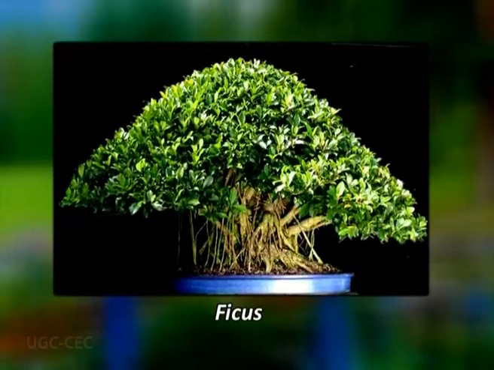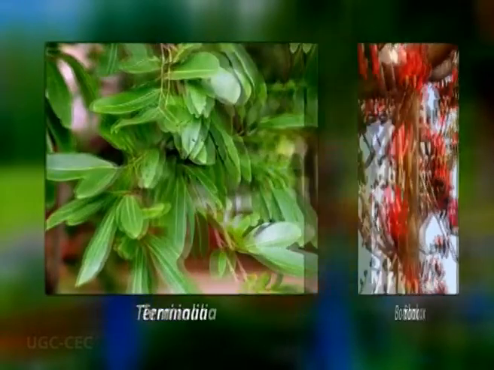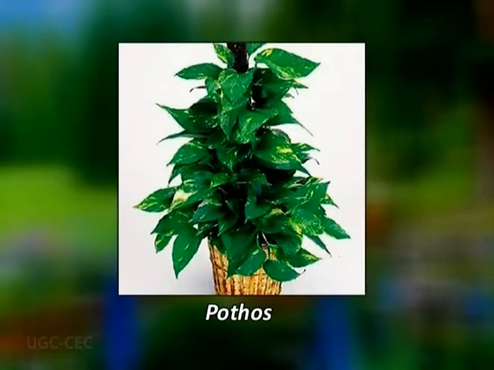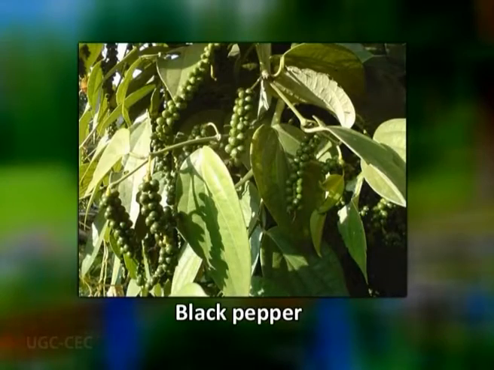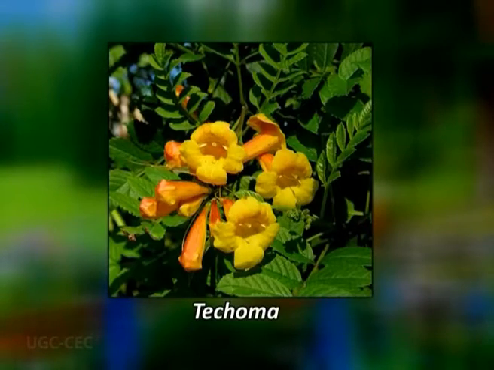Buttress roots. Such roots appear from the basal part of the stem and spread in different directions in the soil. For example, Ficus, Bombax, Terminalia. It is a characteristic feature in tropical rainforests. Climbing roots. These roots arise from nodes and help the plant in climbing. For example, money plant, that is pothos, betel, black pepper, Tecoma.